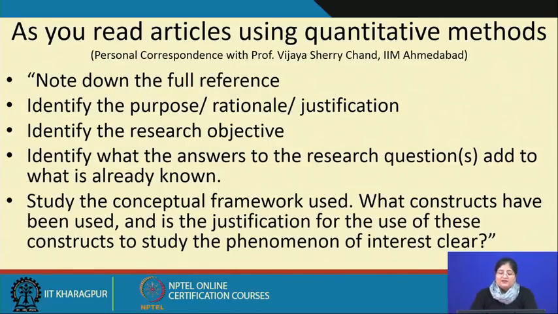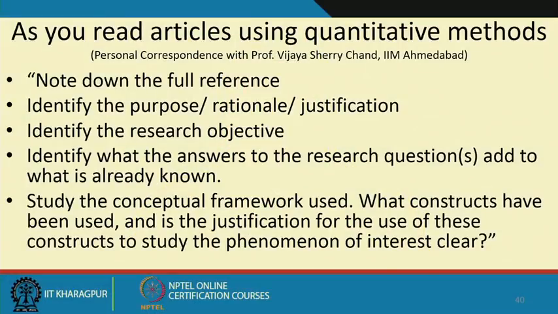Then you identify the purpose or rationale or justification. You find out why the question that was attempted to be answered was actually attempted to be answered. Why did the author spend so much time looking for an answer to the question that he or she asked? So you find out why the paper was written in the first place. Then you identify the research objectives. How did the author go about answering the questions here? What did the author want to achieve?